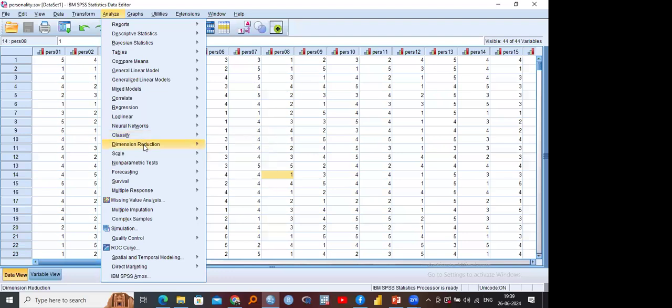So analyze, dimension reduction, and factor. I am repeating it once again: analyze, dimension reduction, and factor. You can take a screenshot or write it in your notes so that you remember the path by which you can perform factor analysis. Analyze, dimension reduction, and factor. Click here.